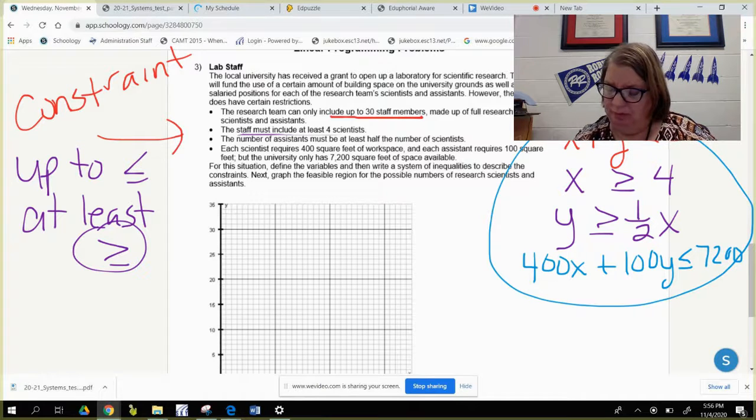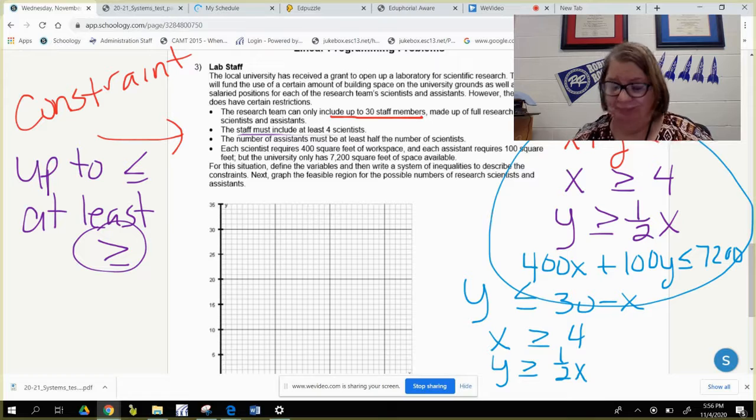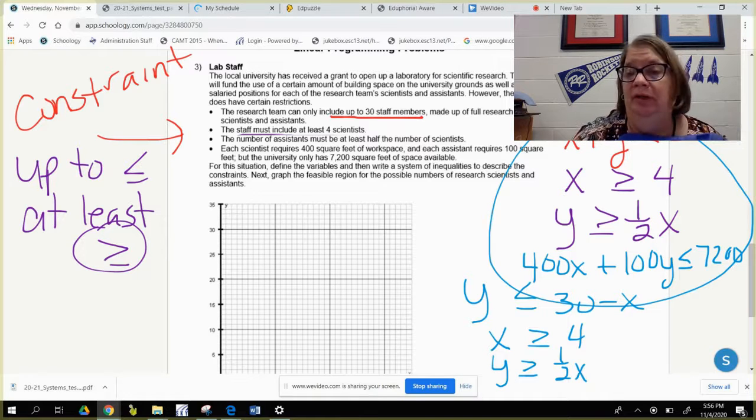So if you want to, you could solve these for Y. That first one, we would subtract the X and go Y is less than or equal to 30 minus X. The second one only has an X. The third one already has solved for Y. And then that one we would have to subtract. But you know what? Desmos, we can graph without solving. Let's use our technology.